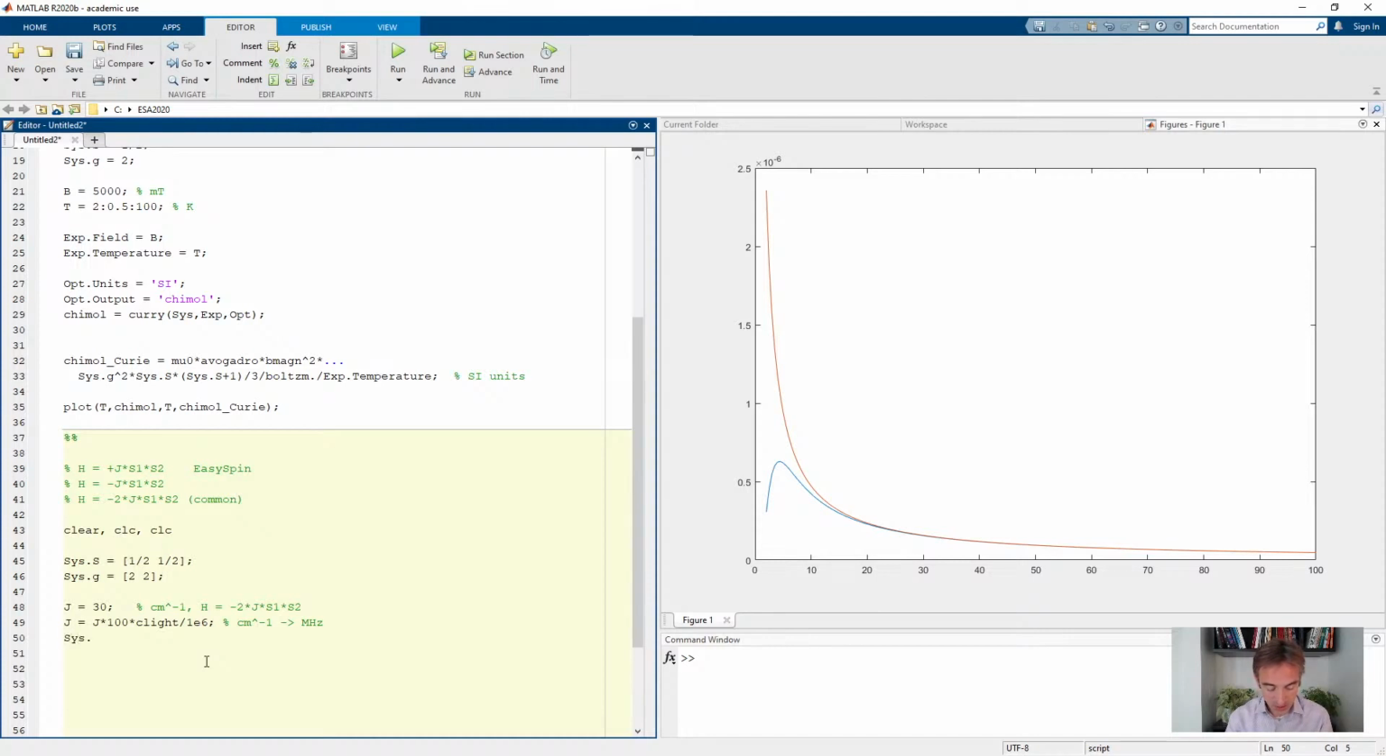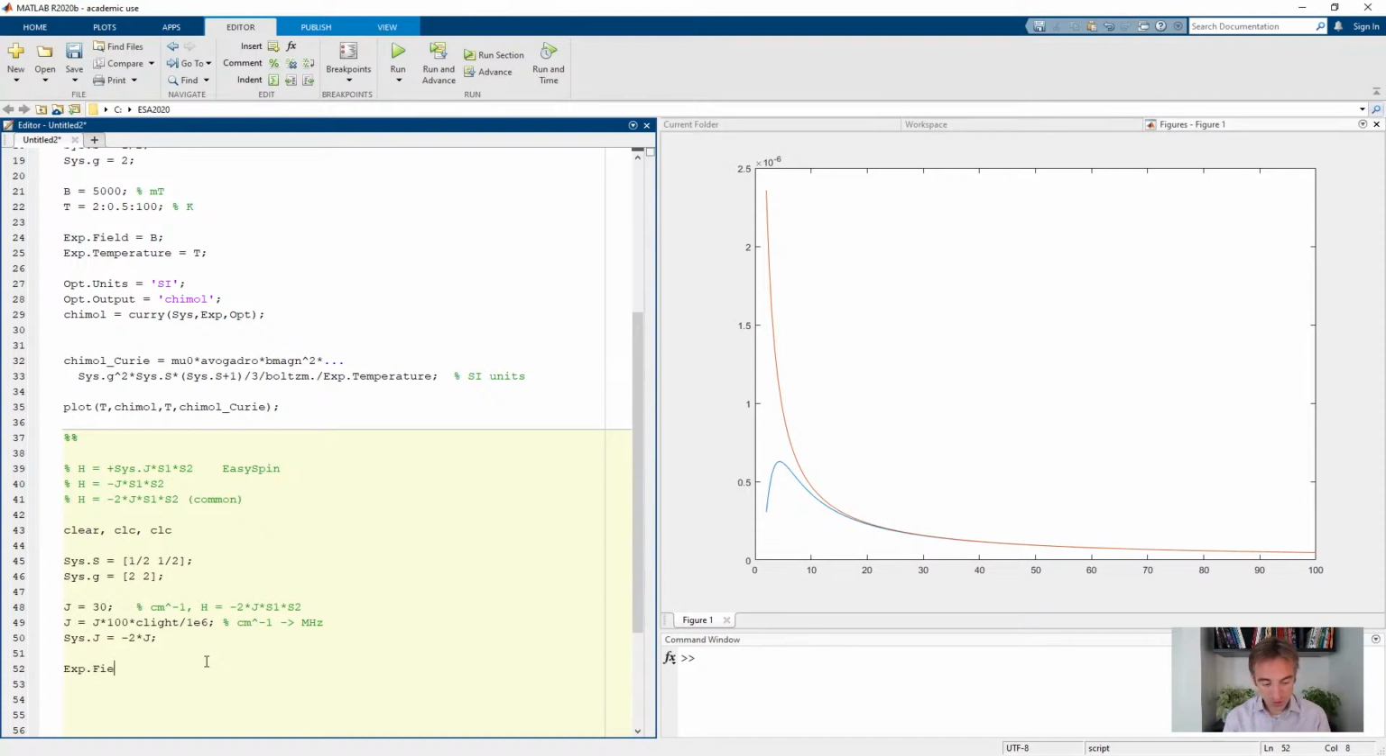And now we just set sys.j equals to negative 2 times this calculated J. Because that's what the literature said it was down here, right? And EasySpin's convention is plus J. So sys.j, let's write that here, sys.j here equals -2j from the other form of the Hamiltonian. So be mindful of this fact that there are multiple conventions out there.